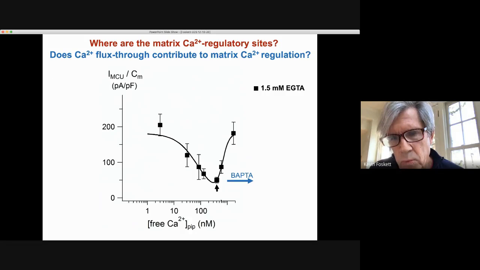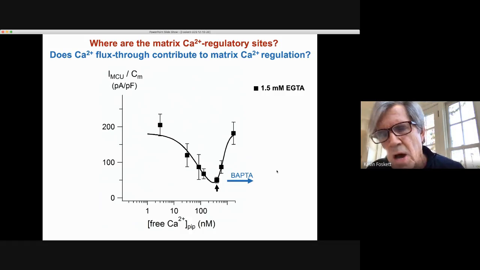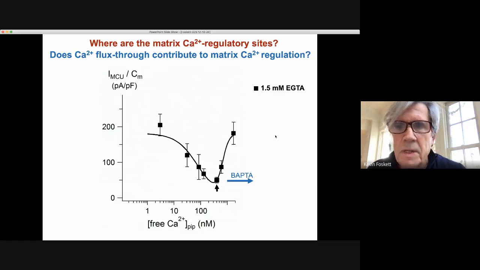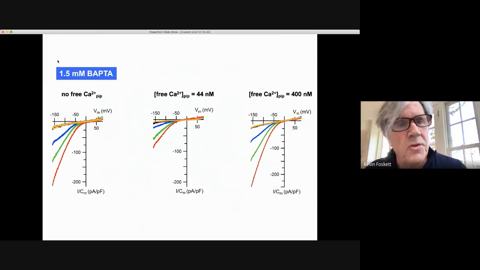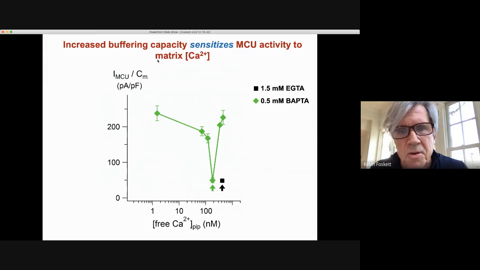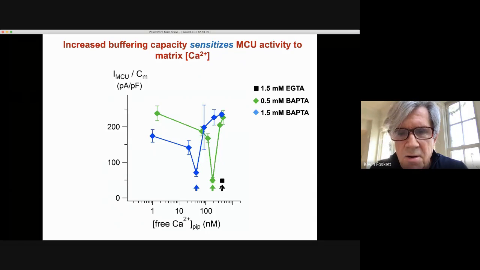So the prediction was that if we introduced BAPTA, we should shift this biphasic curve to even higher calcium concentrations, or maybe even eliminate the whole matrix calcium regulation of the channel completely. That was the prediction, that this is what BAPTA would do. What we found instead, so here now we're using the same concentration of BAPTA as we did for EGTA, and you can see that instead of being inhibited at 400 nanomolar, now it's actually inhibited at lower calcium concentrations in the matrix, exactly opposite to what we predicted. So here's what we see with 1.5 millimolar EGTA, and here's what BAPTA does.